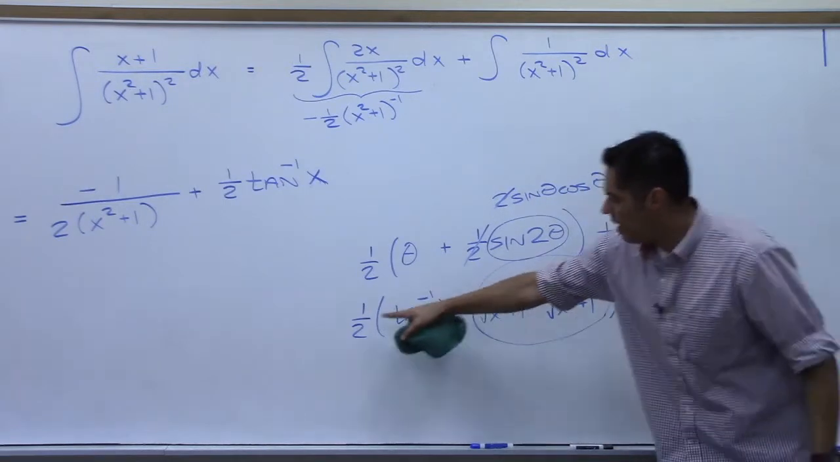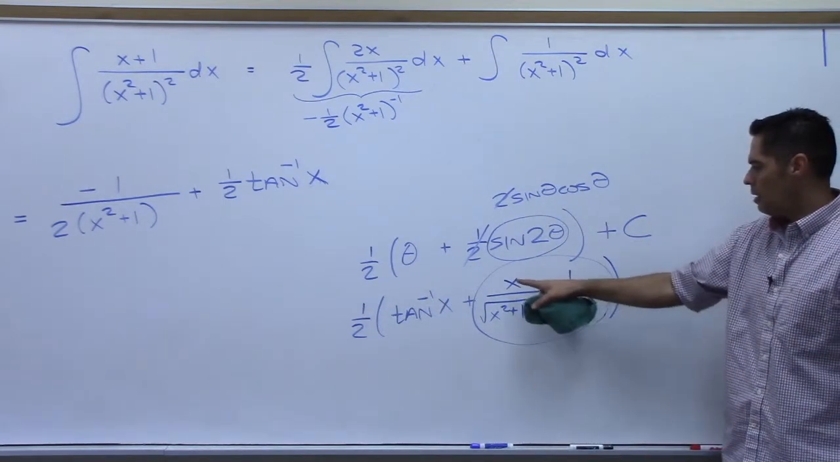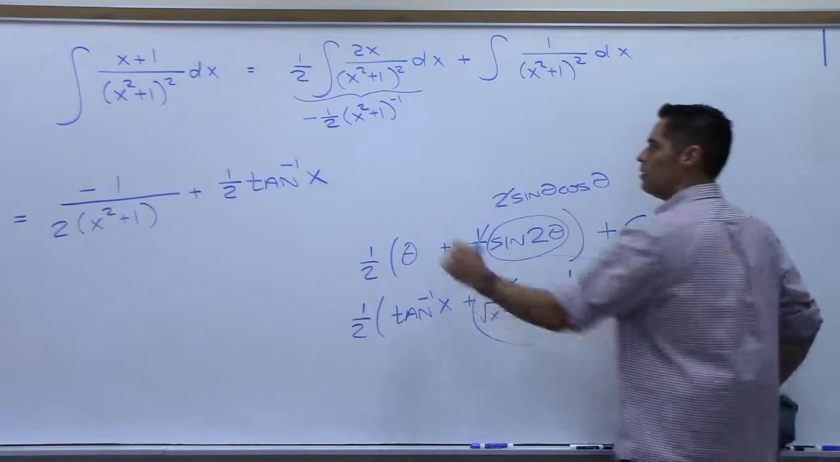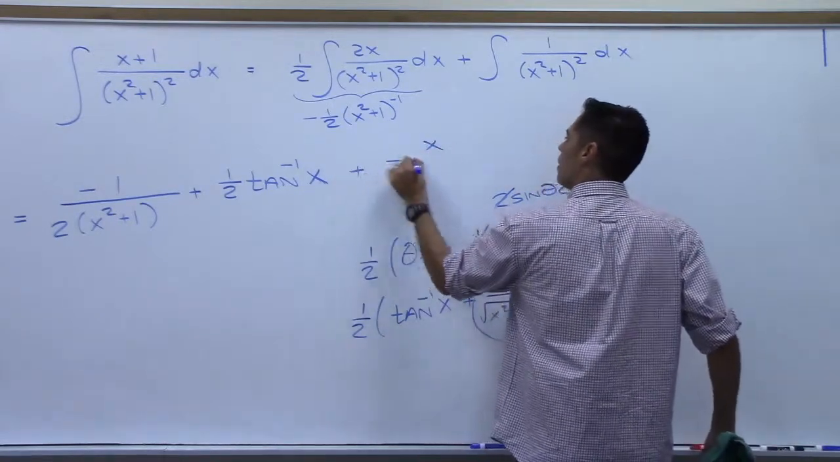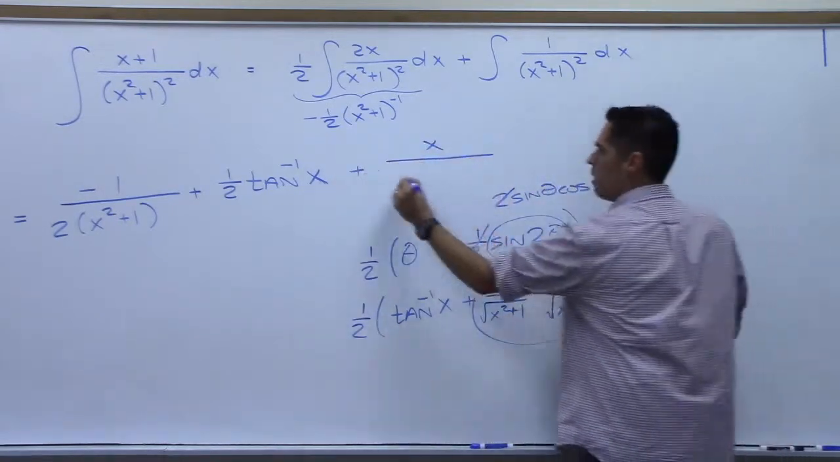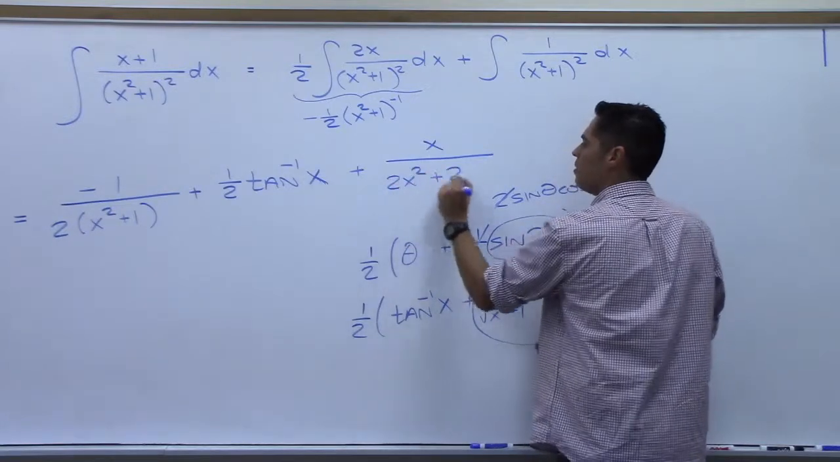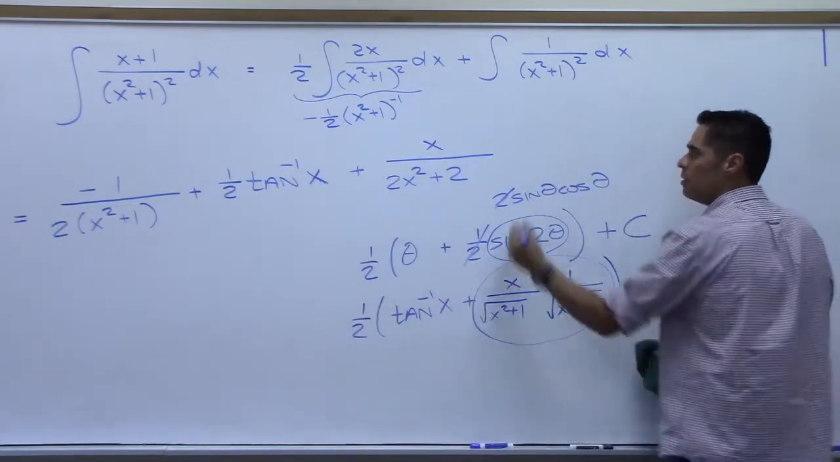And then this half goes through to this one, right? On top I have x. So x over these two together, 2x squared plus 2, if you pass the 2 through both terms, plus c.